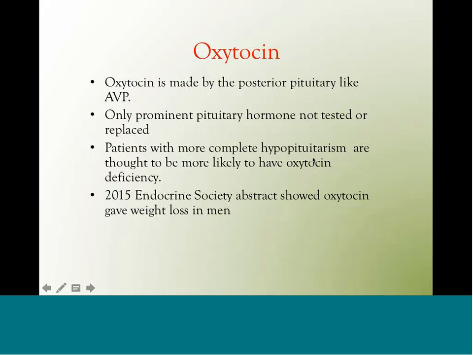Patients with more complete hypopituitarism are thought to be more likely to have oxytocin deficiency, especially those that have an AVP deficiency. AVP and oxytocin can be co-secreted. They often would go together, and it would be likely that if they have an AVP deficiency, they can also have an oxytocin deficiency. I don't think that's proven for sure. There might be some patients that have oxytocin deficiency and not AVP, and maybe the other way around. But I think in general, people think that they would go hand in hand.